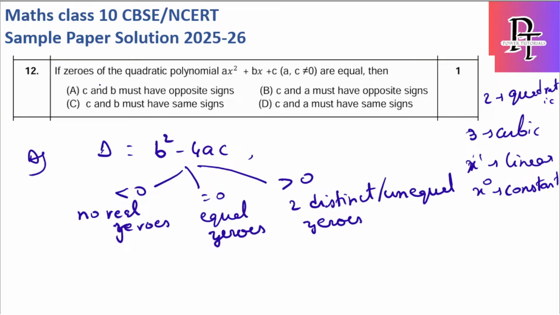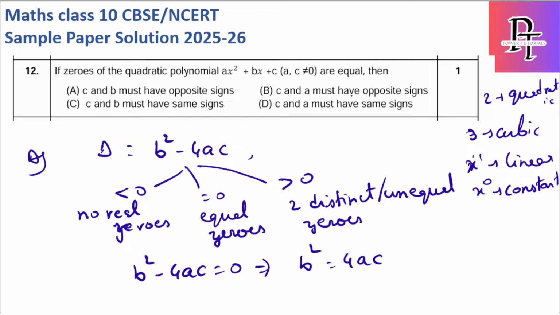Okay, what is the question they're asking? If the zeros of the polynomial are equal. Equal in the sense of the second condition, which is b square minus 4ac equal to 0. So if b square minus 4ac is equal to 0, then b square should be equal to 4ac. So what is the condition? A, B, C are mentioned. So B and C must have opposite signs. There is no guarantee. C and B must have the same signs. Here also no guarantee.